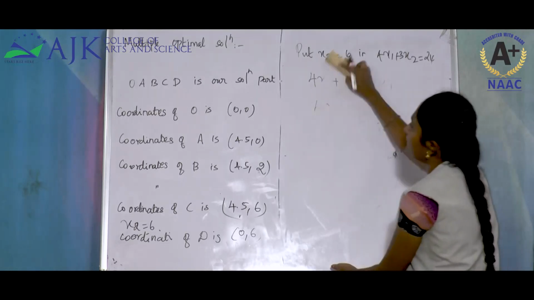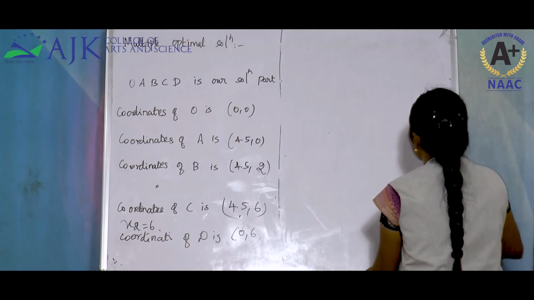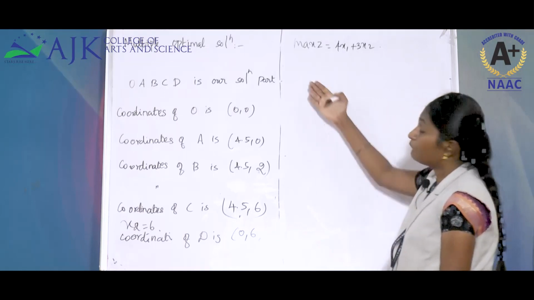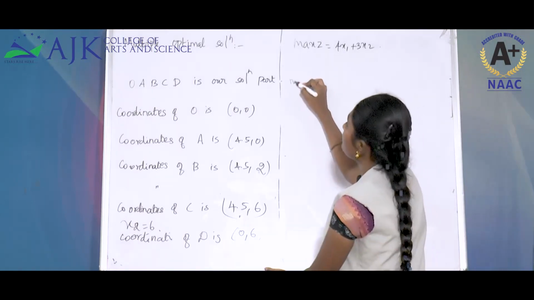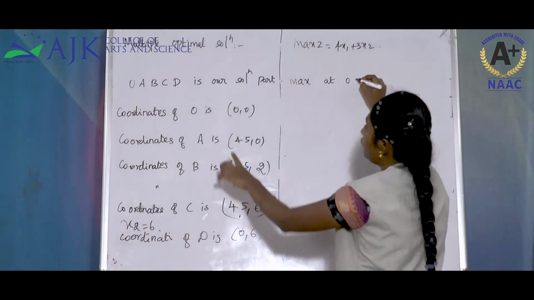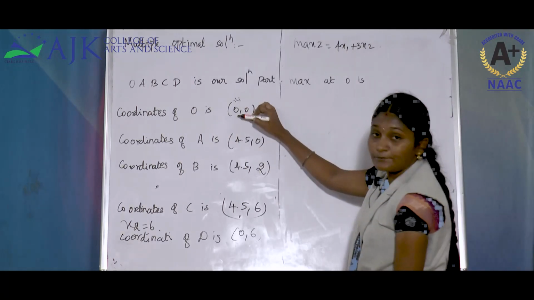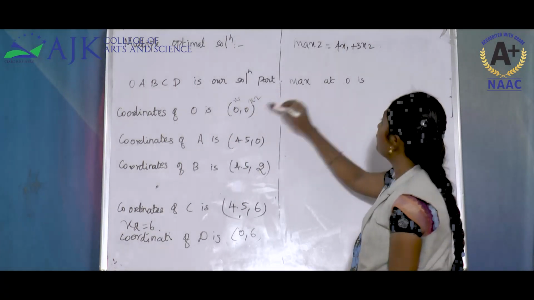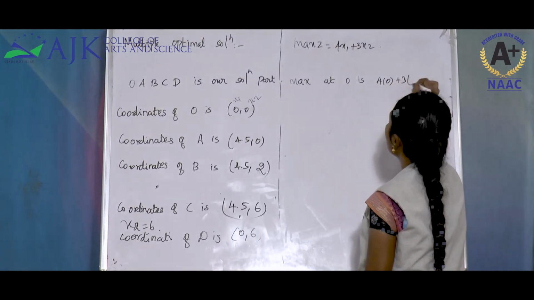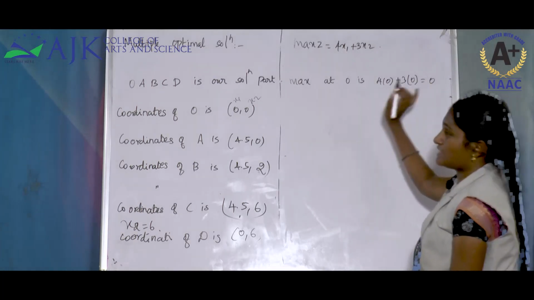Now we have to find the maximum Z value, right? Maximum value at O. What is O value? 0, comma 0. So, in place of x1, substitute 0. In place of x2, substitute 0. So, 4 into 0 is 0. 3 into 0 is 0. So, your maximum value at O is 0.